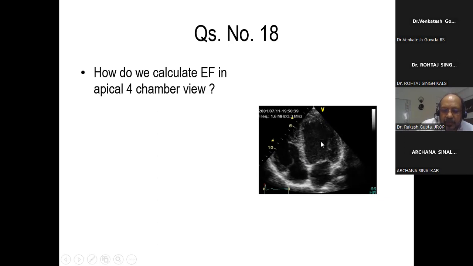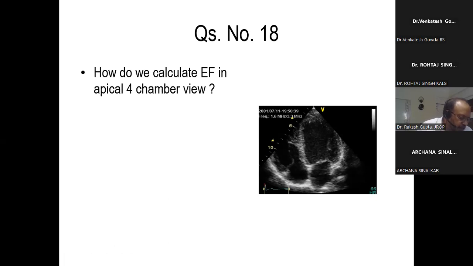Then you take a long axis, and automatically the whole left ventricle will be divided into 16 different discs. Each disc has a volume, and when added together they give you the end diastolic volume. This has to be done at end diastole and then end systole, and then the machine will automatically calculate the ejection fraction.